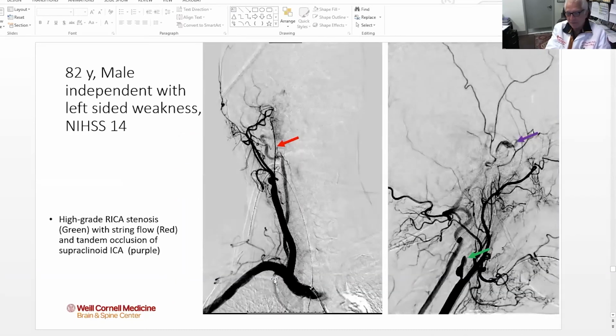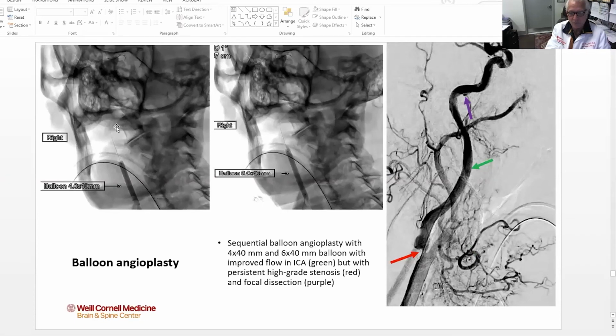This is an example of a patient who obviously didn't make it in time for their carotid endarterectomy, and you can see here that they have a high-grade stenosis right here, and then they have a string sign going up distal to the internal carotid artery. They presented, this is on the right side, with left-sided weakness and an NIH stroke score of 14. You know that 0 to 1 is the best. The higher you go, the worse.